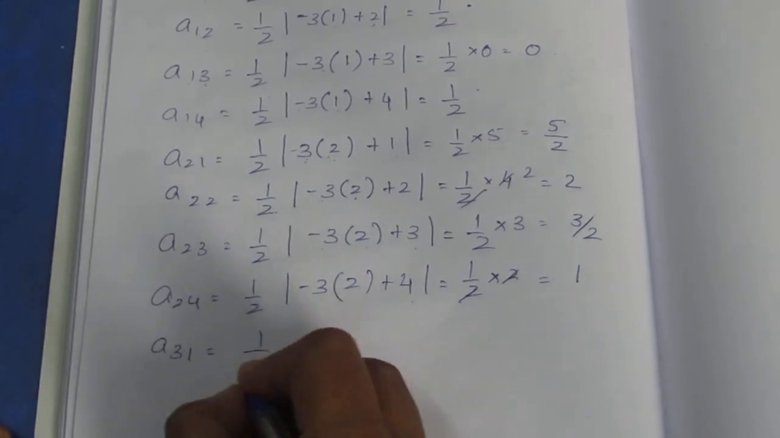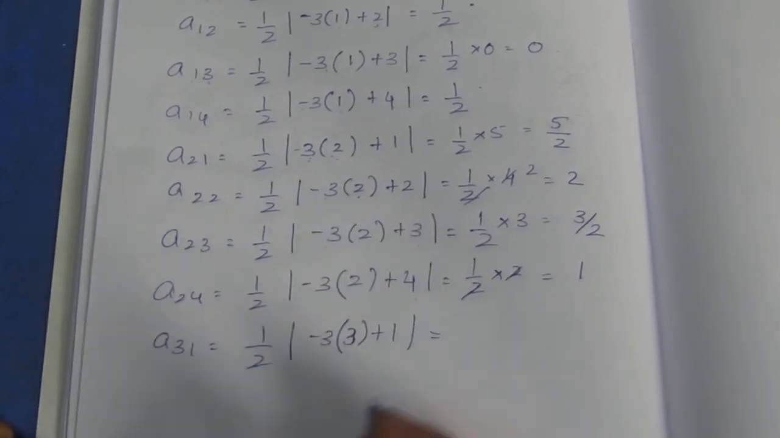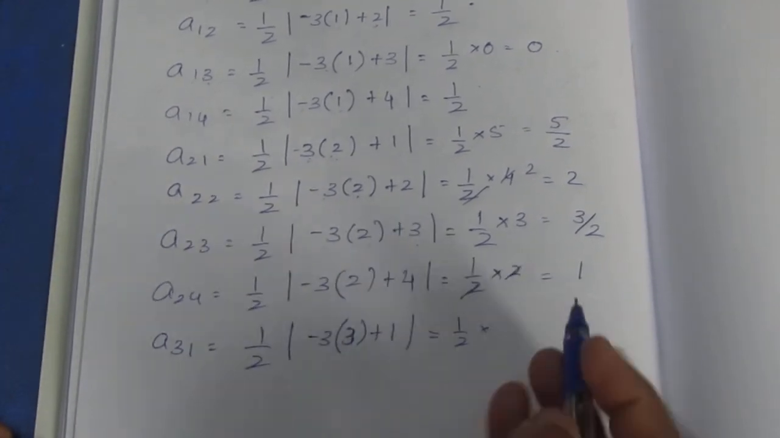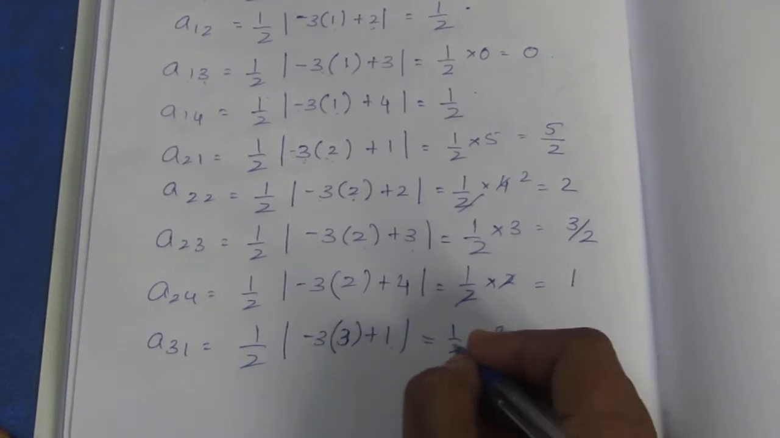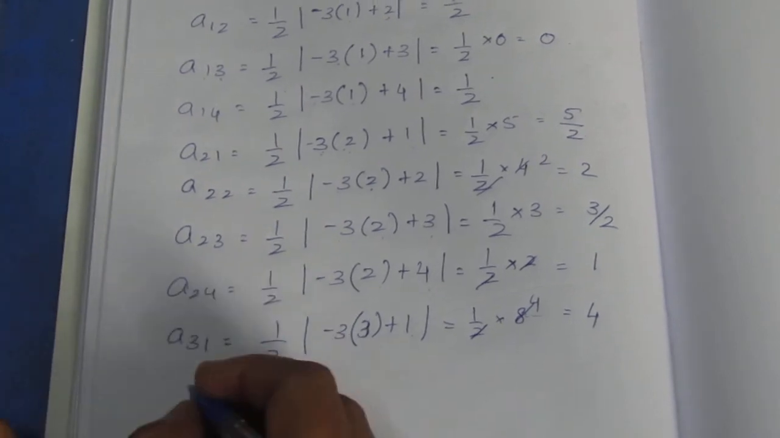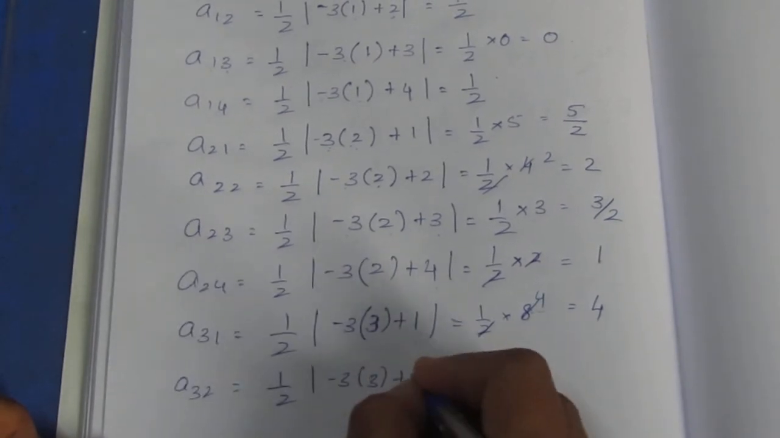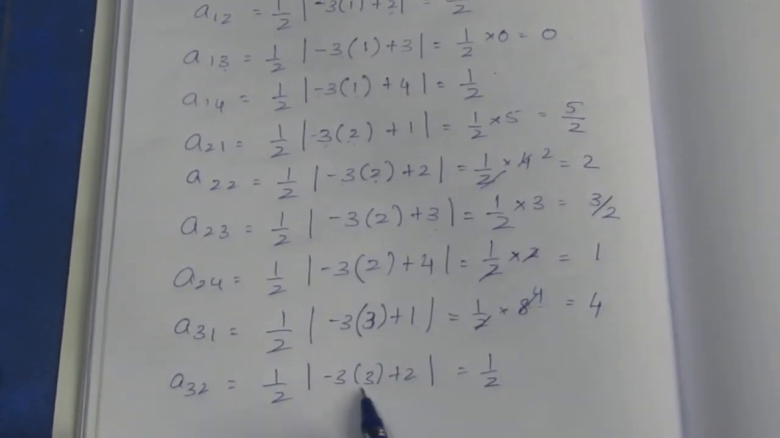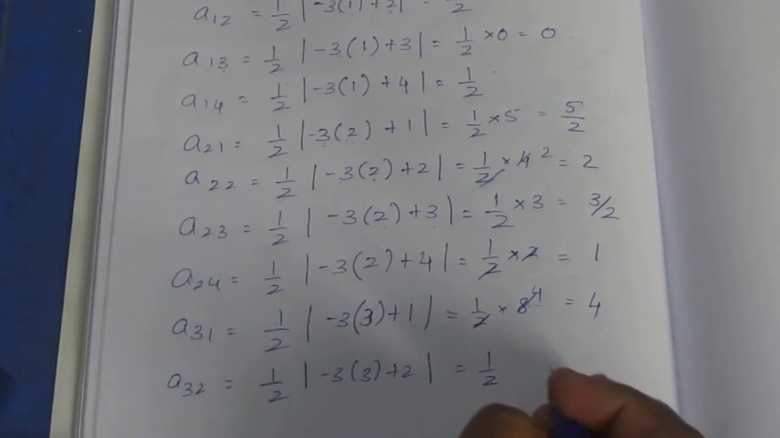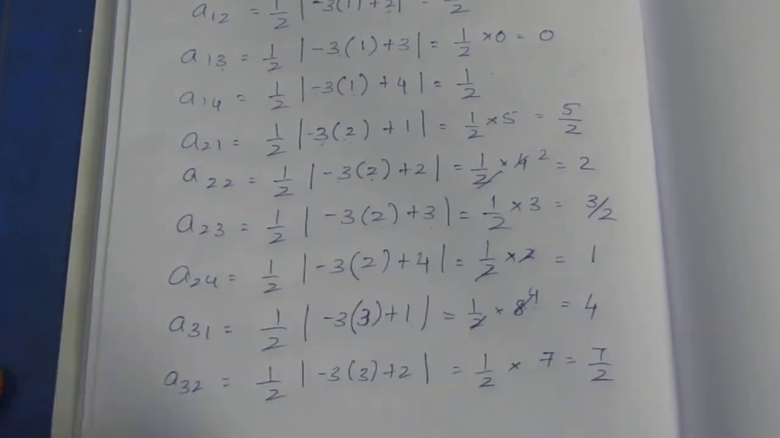Now we need to find A31. A31 equal to half modulus of minus 3 into 3 plus 1. Now here it becomes half into, 3 3s are 9, minus 9 plus 1 is minus 8, taking modulus it becomes 8. So it becomes 4. The same way for A32, half modulus of minus 3 into 3 plus 2. Here it becomes minus 9 plus 2 is minus 7, modulus 7. So 7 by 2.